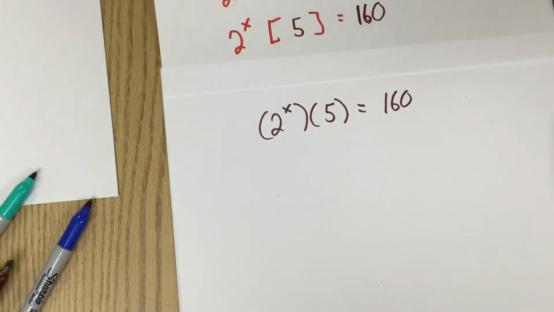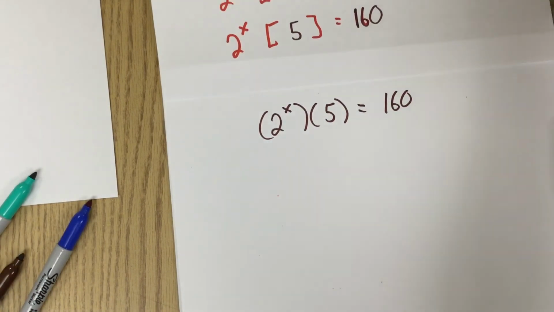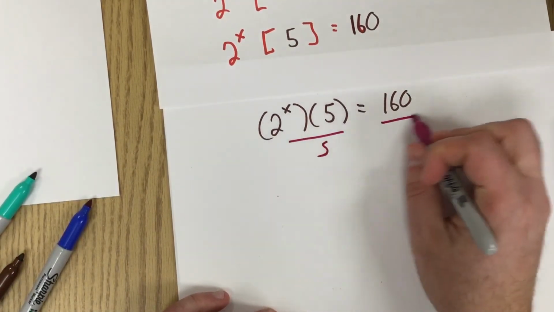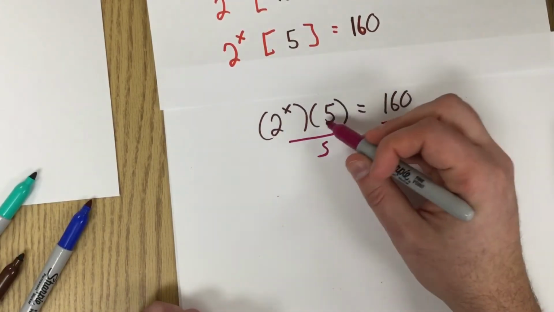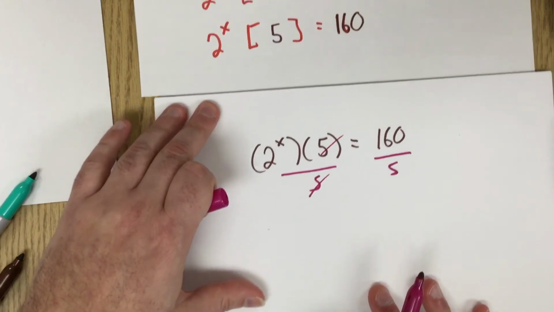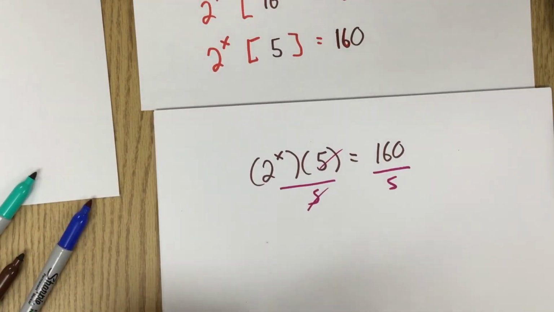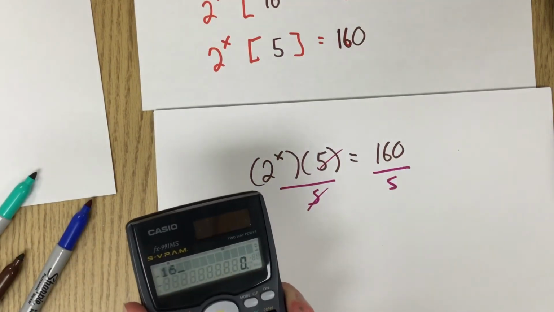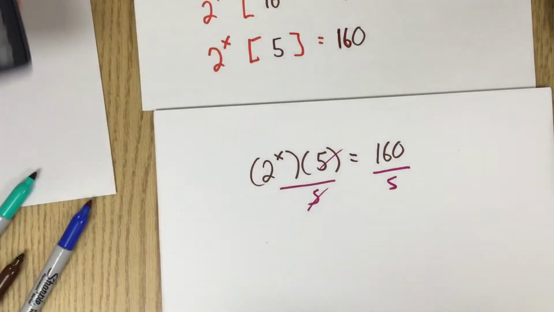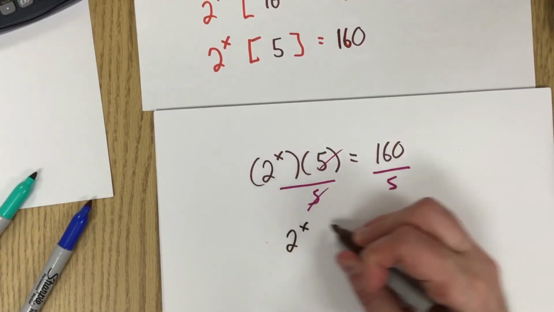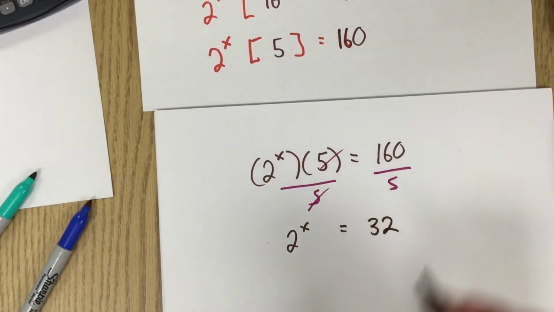And how do we deal with that? What we do is we divide both sides by whatever's common. And so these 5's cancel. And 160 divided by 5 is 32. So we're going to end up with 2 to the x equals 32.